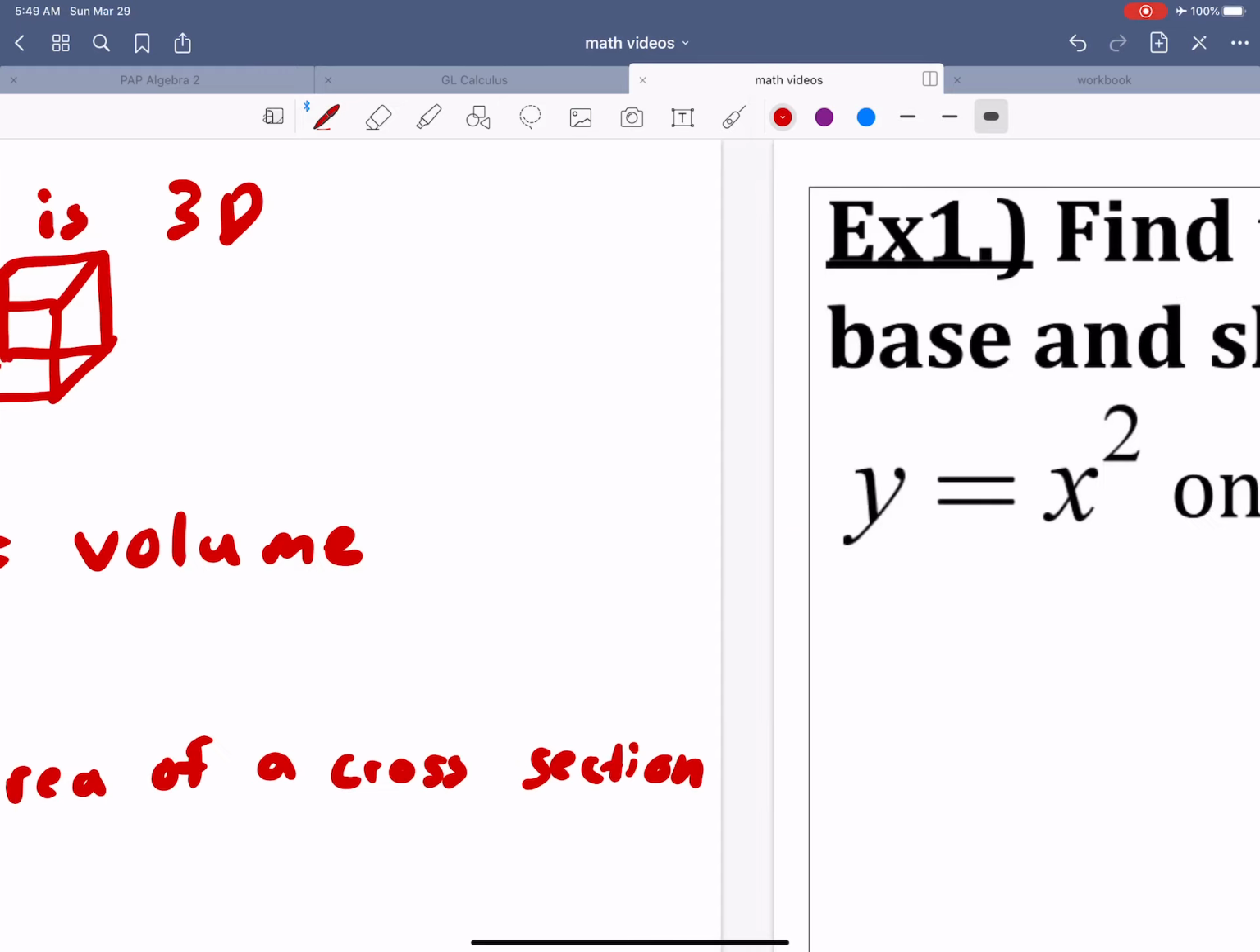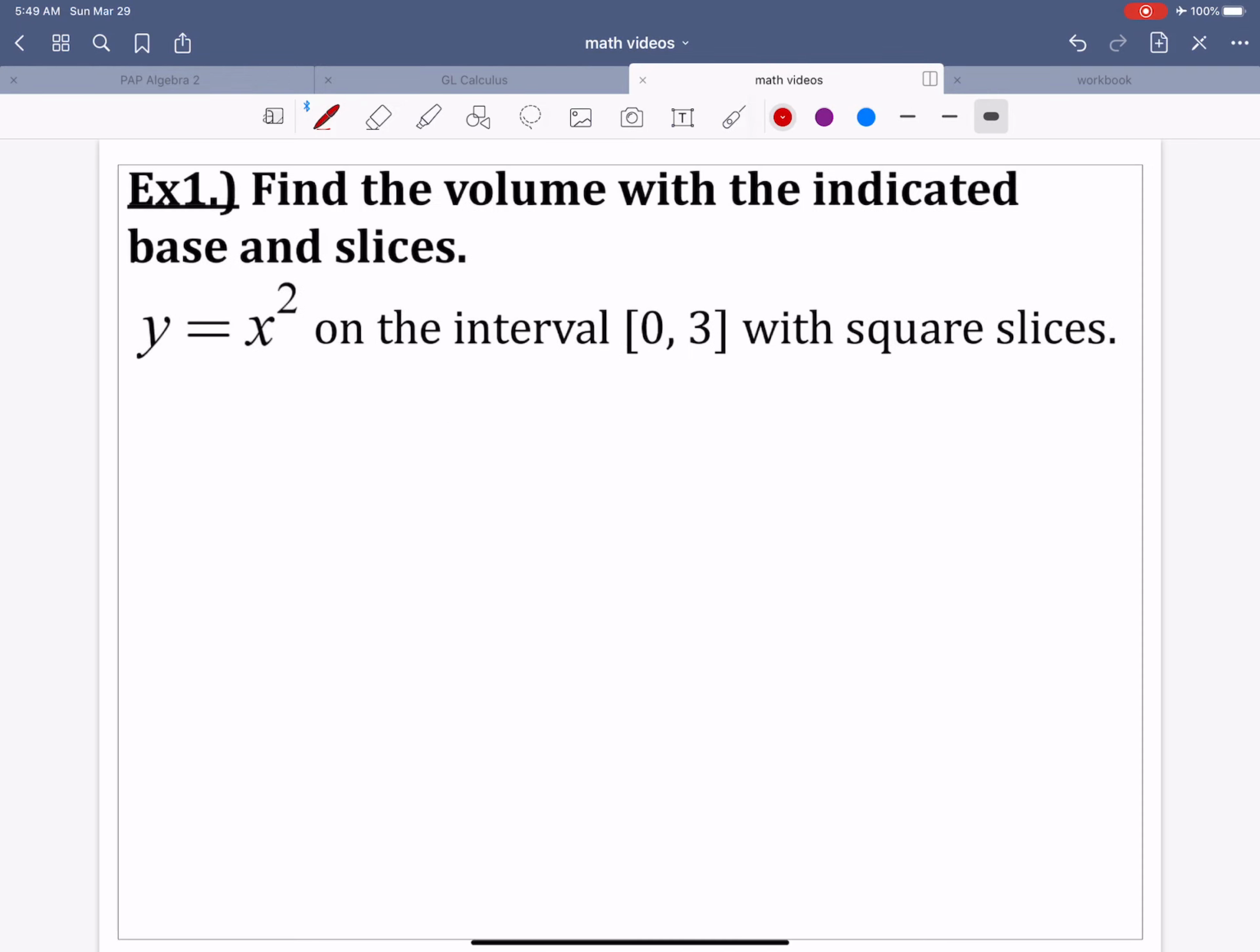Now we can jump right into the actual first problem. Example one, here's what it's going to look like. It says find the volume with the indicated base and slices. I need everybody to write this down if you're taking notes. If you did not print these notes, write this down really quickly and then put your pencil down. It's really important that you watch me draw this figure, because I'm going to have to do some things that are kind of interesting.